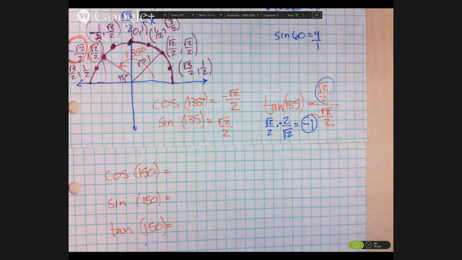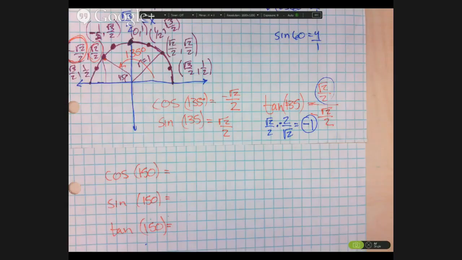Without a calculator. What's the reference angle for 150? 150 degrees comes out here, and the reference angle is 30. So we're going to use those coordinates, right? Cosine and sine.